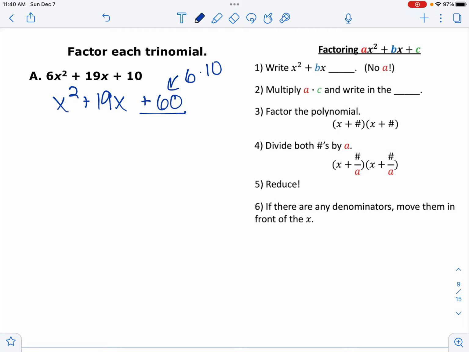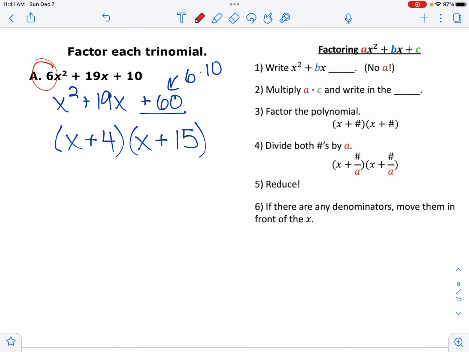Now, it says to factor that polynomial. So I'm going to factor it. Now, you might spend a little time on this step, but whatever. Eventually you're going to run across two numbers that multiply to be 60, but add up to be 19, and they are 4 and 15. 4 times 15 is 60. 4 plus 15 is 19, so that's what we want. Okay, cool. So now I'm not quite done.